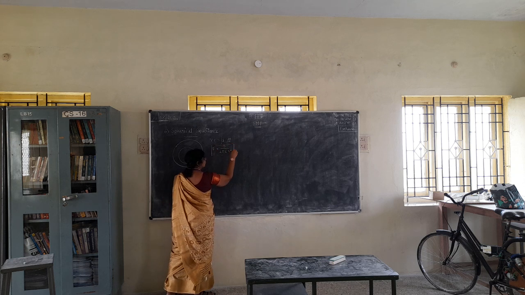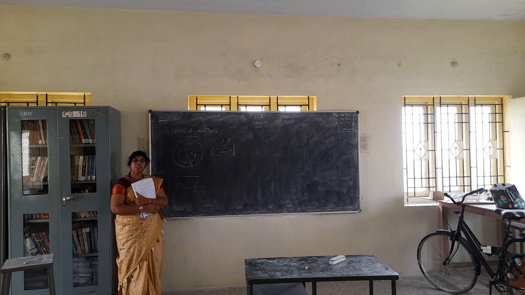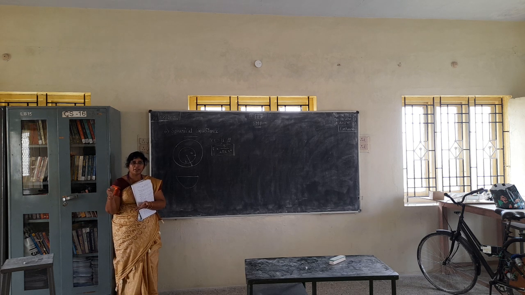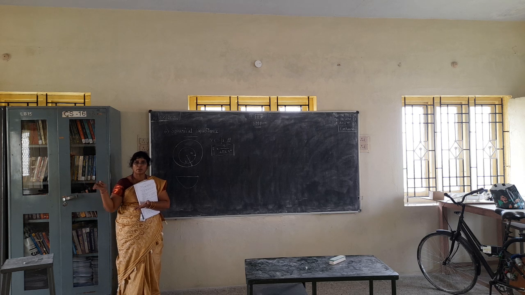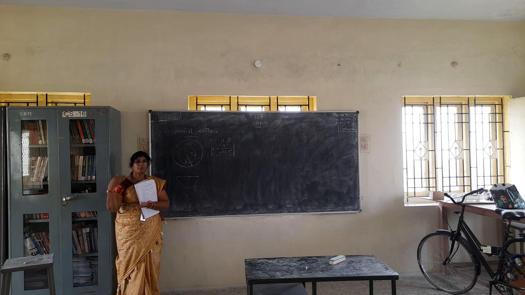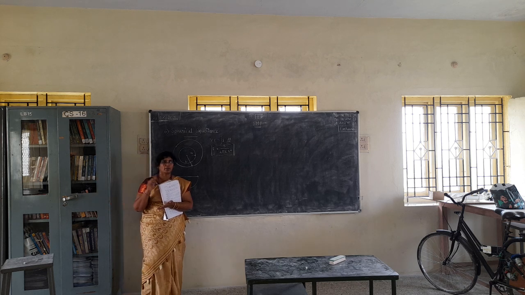So in general, what is E? From Coulomb's law, F is equal to Q1 Q2 divided by 4 pi epsilon naught r square. Force per unit charge will be your electric field intensity. So E will be equal to Q divided by 4 pi epsilon naught r square.